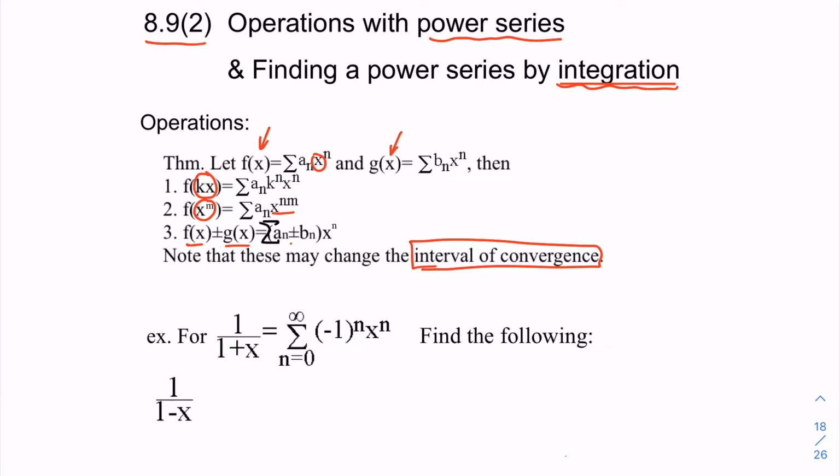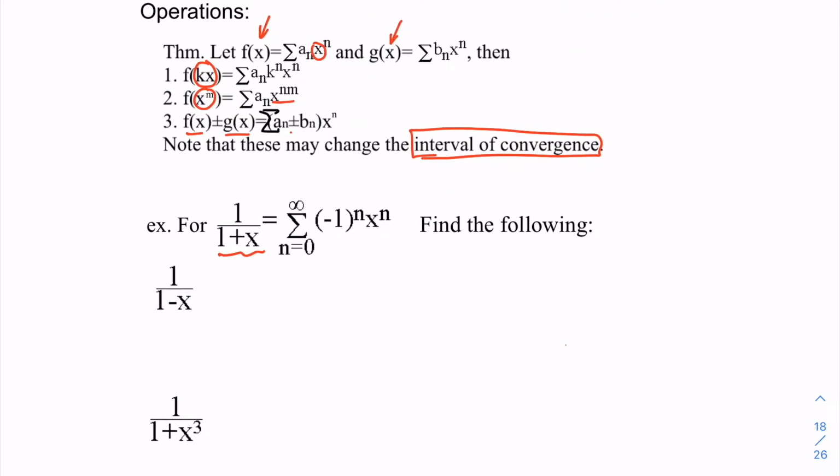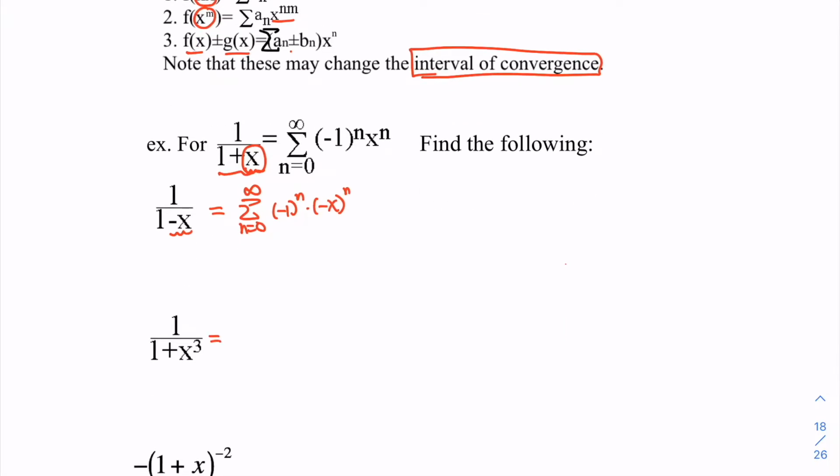So let's have a look at some examples. Given 1 over 1 plus x equals sigma notation n from 0 to infinity, negative 1 to the n, x to the n. Find the following: 1 over 1 plus x squared and 1 over 1 plus x cubed. So we just replace the x using x squared, so we plug x squared in to the nth power. Similarly, for 1 over 1 plus x cubed, we just replace the x using x cubed, negative 1 to the n, x cubed to the nth power.